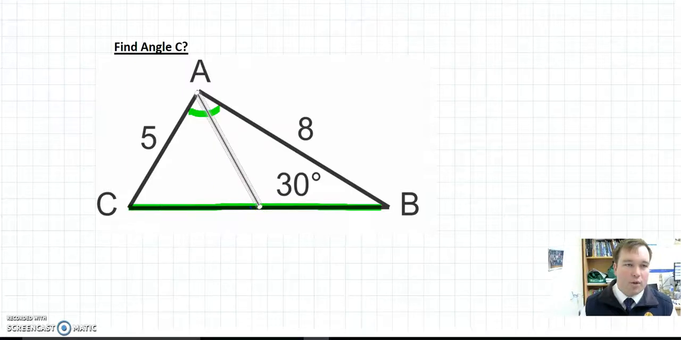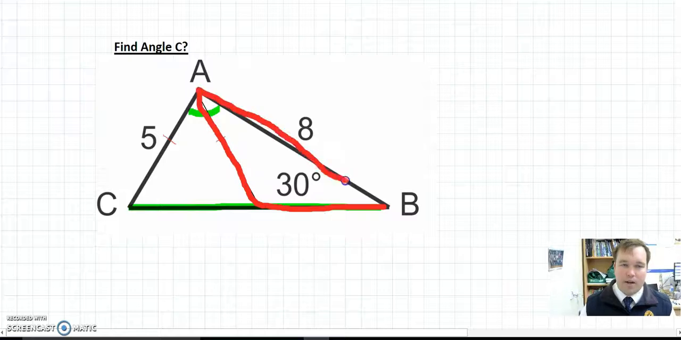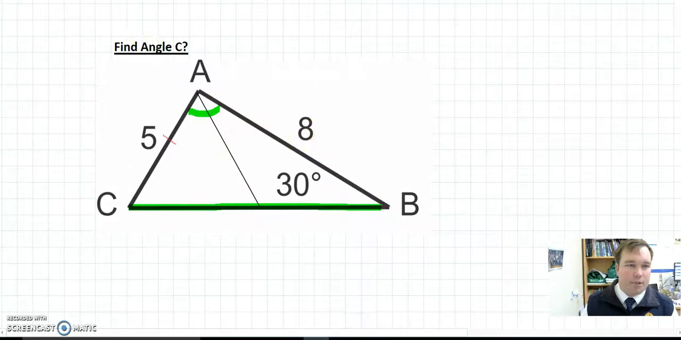Alright, now I'm hoping you can see that this length will be the same as that length there. What this means is we still have a triangle with a 30-degree angle, and our new triangle is this one. Our new triangle still has a 30-degree angle. It still has a side of 8, and it still has a side of 5. So the information is exactly the same as before. Alright, so let's just get rid of that big bulky red line to show you what we're dealing with.